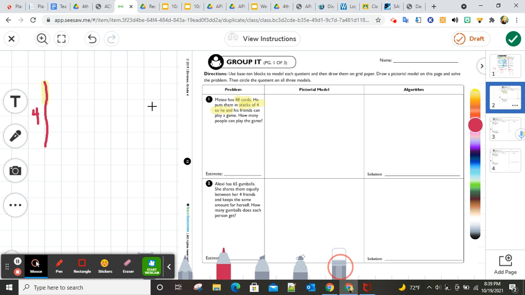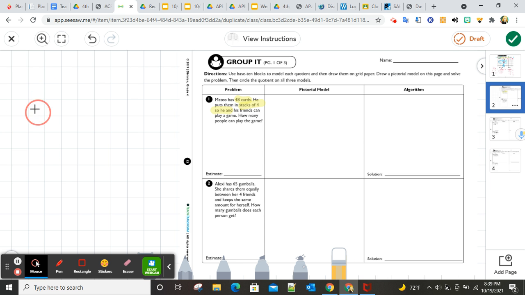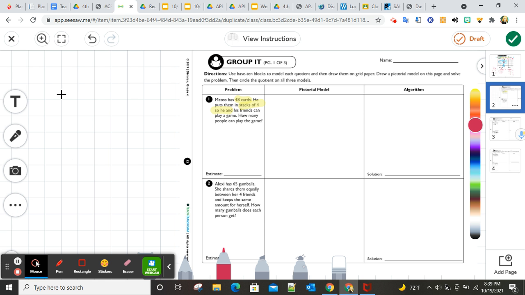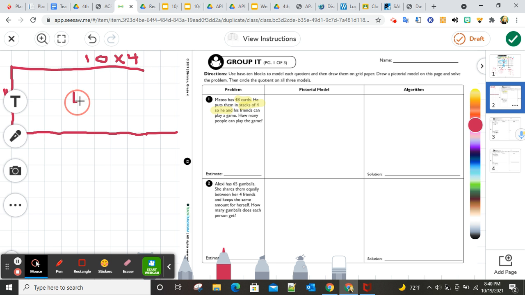Actually, I'm going to erase because I might need to start all the way over here. So 1, 2, 3, 4. And I went over 10. 1, 2, 3, 4, 5, 6, 7, 8, 9, 10. So I can write a 4 here. 10 times 4 is 40.